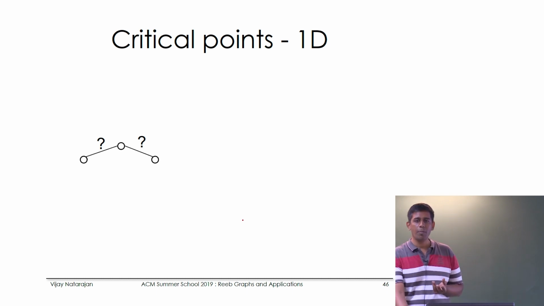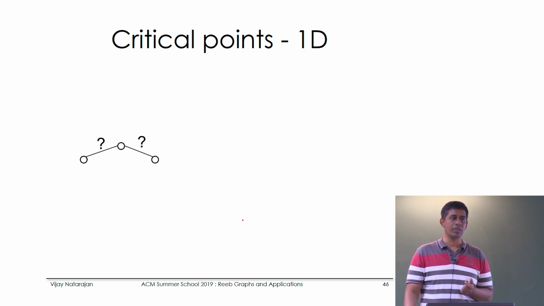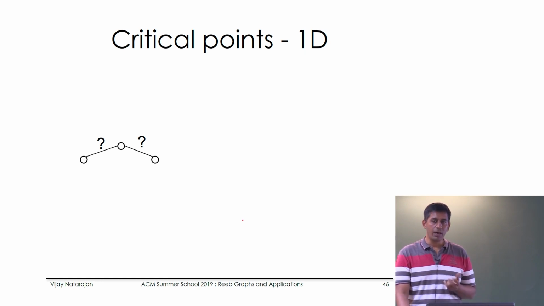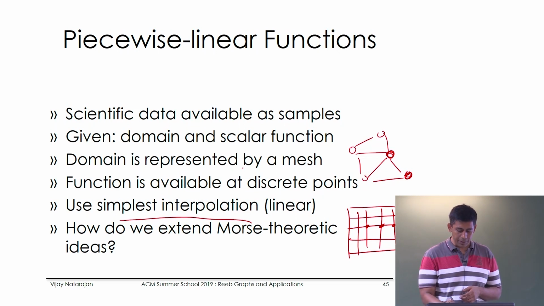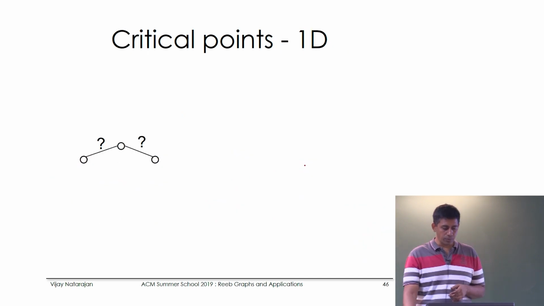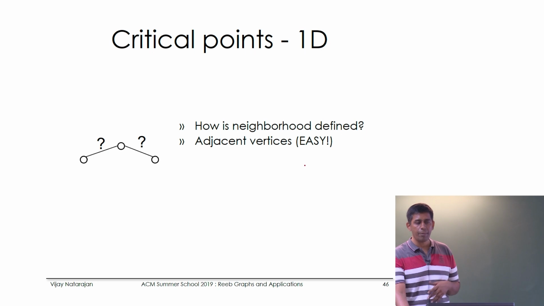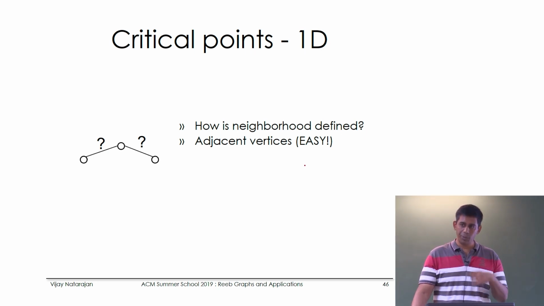Even before we talk about critical points, what is a neighborhood? Remember, when we talked about critical points, we were talking about pushing in one direction and so on. So what is a neighborhood? Who is my neighbor? That already has to be defined explicitly. So here our assumption that we have the domain represented by a mesh will come to save us. The neighborhood will be defined by just adjacent vertices, which means you need to have notions of edges in your domain.